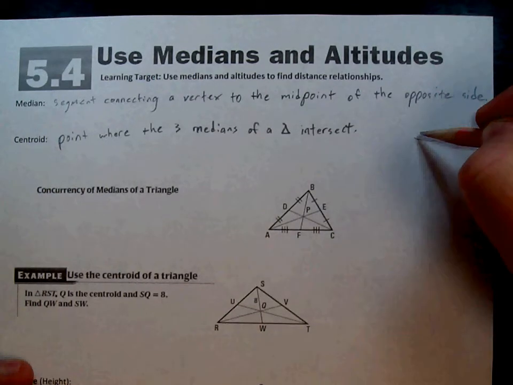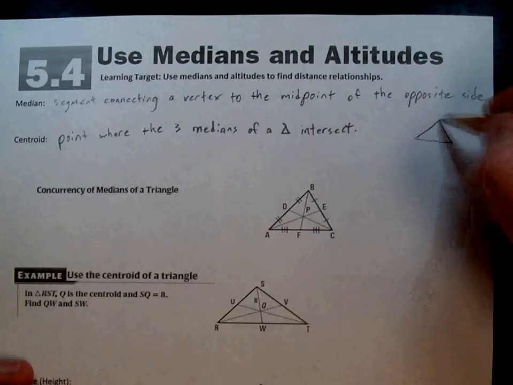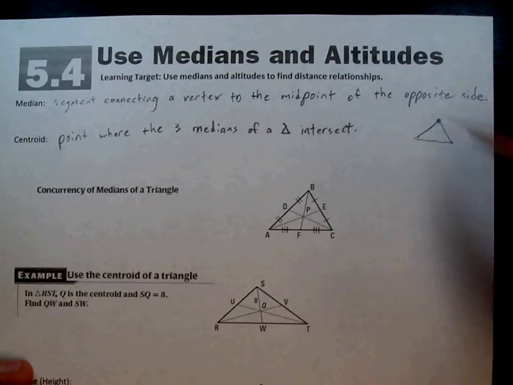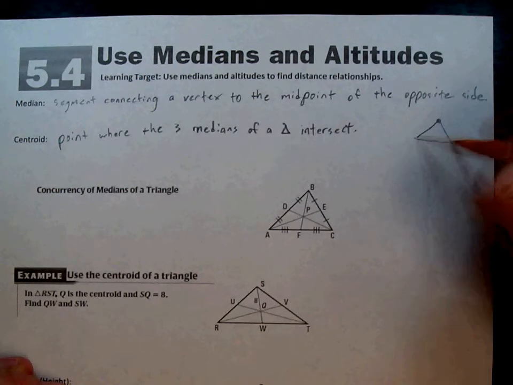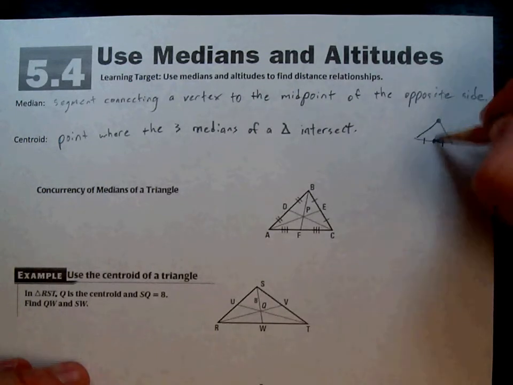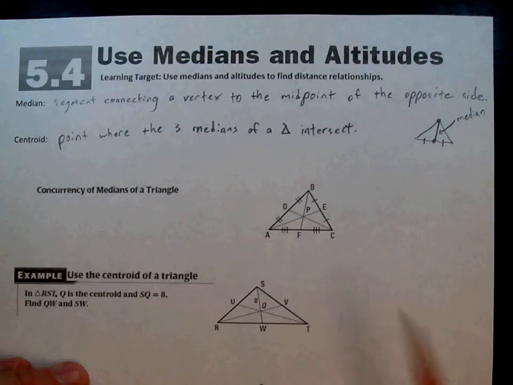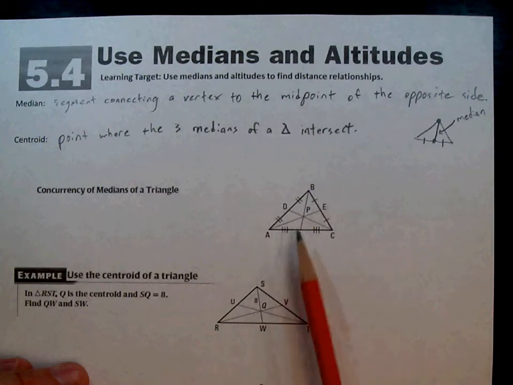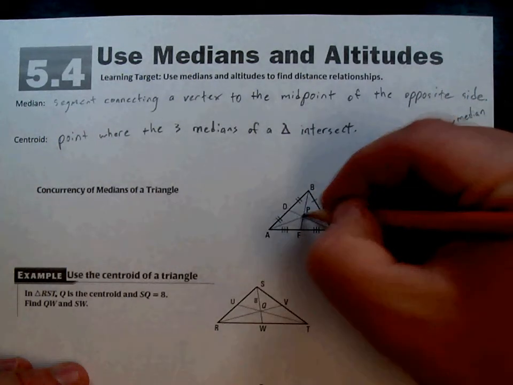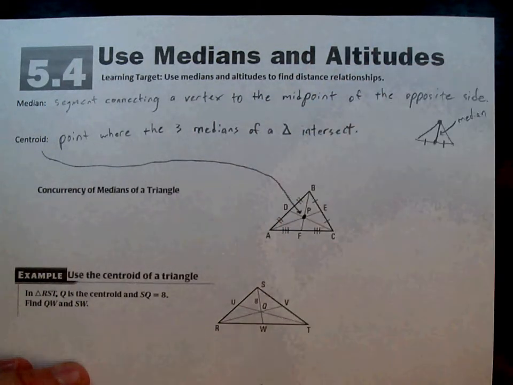Let me go back up and draw a picture of a median. A median starts at a vertex and goes to the midpoint of the opposite side. So I have to go to this opposite side, find its midpoint, right in the middle, and connect them. That is a median. You can see in this picture they've drawn all three medians in, and they all intersect at one common point, and that point is called the centroid.